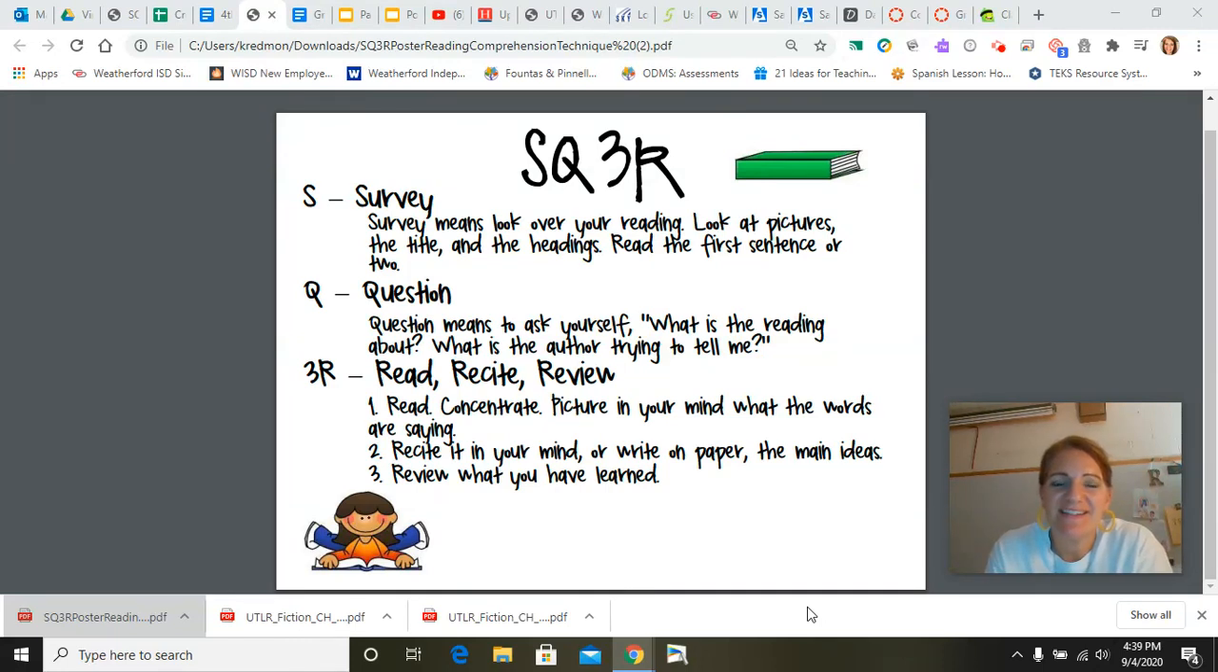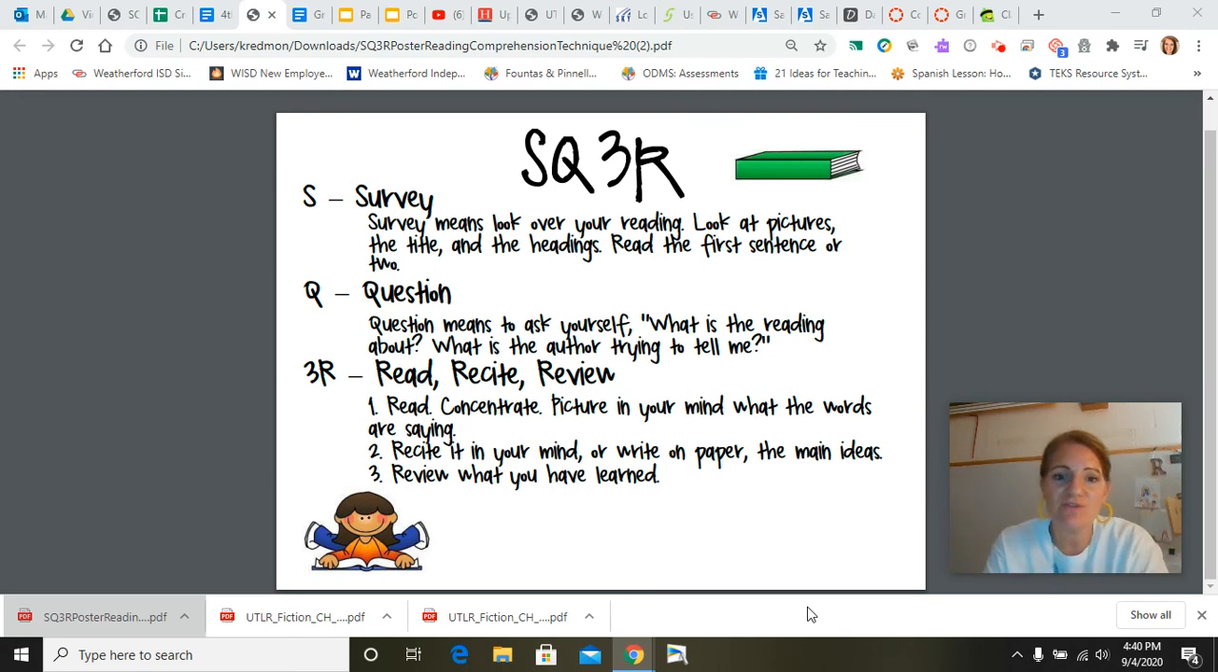Hey, boys and girls. Today I want to teach you a strategy that you can use whenever you are reading informational text. And our social studies textbook, as well as the material that you read in science, that, my friends, is informational text. So this strategy is called the SQ3R strategy.